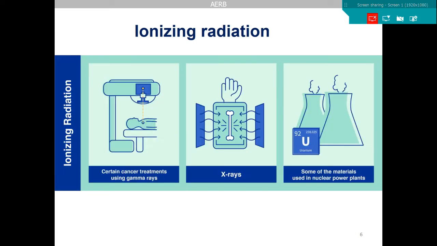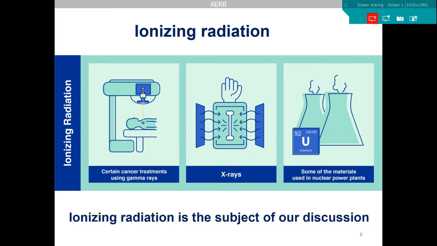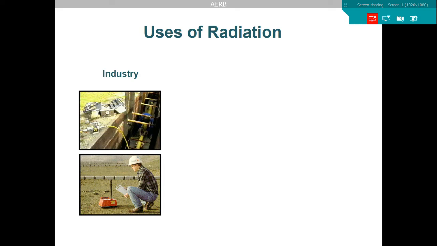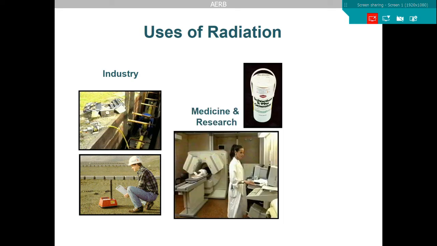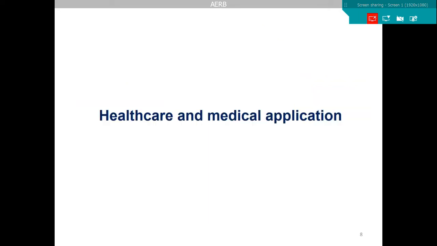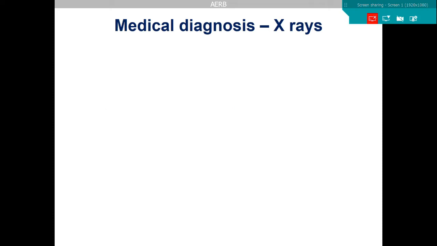The other kind of radiation is ionizing radiation, used in medicine, industry, power production, everything. And this is the subject of our discussion. They can cause ionization. We're going to see how we take advantage of this property. Now, uses of radiation are many. Radiation is used in industry, medicine and research, and nuclear power production. You will see each of these in some detail in the slides that follow.